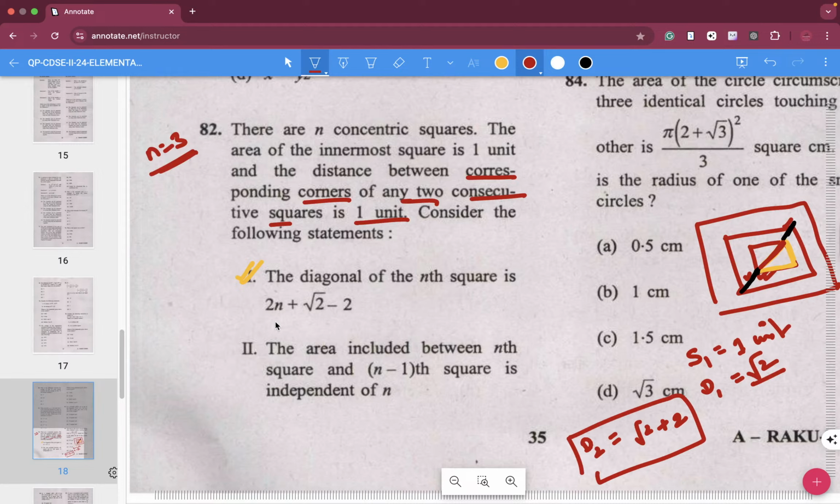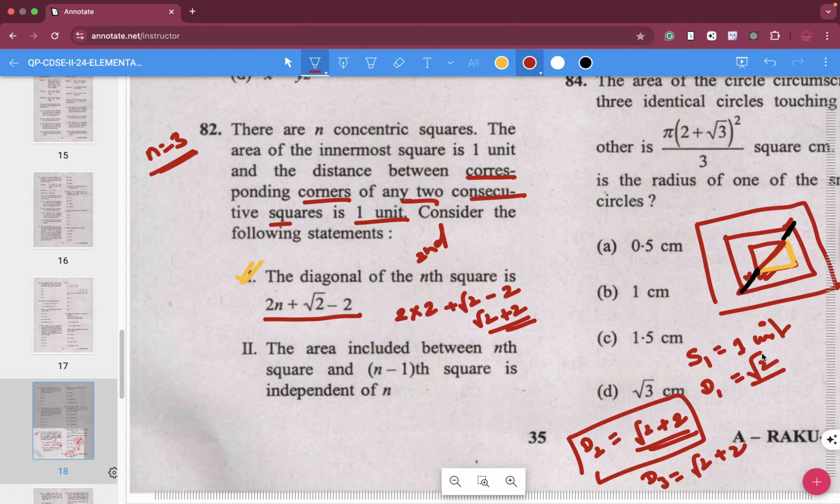And now they have given d2 as the diagonal of the nth square, so d2 of the second square can be given as 2 into 2 plus root 2 minus 2. So 4 minus 2 is 2, plus root 2, which comes out correct. Similarly for d3, the value will be root 2 plus 2, which is this particular value, plus this distance and this distance, which is also plus 2, which means 4 plus root 2.